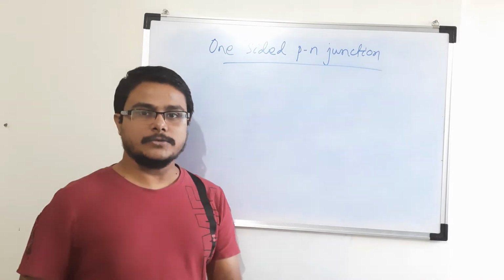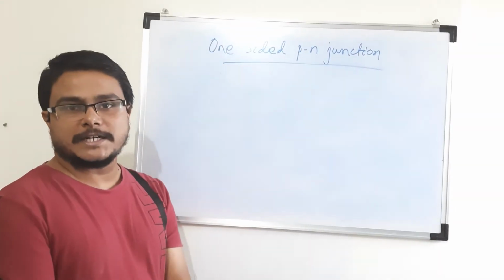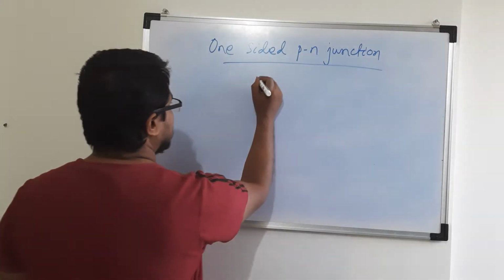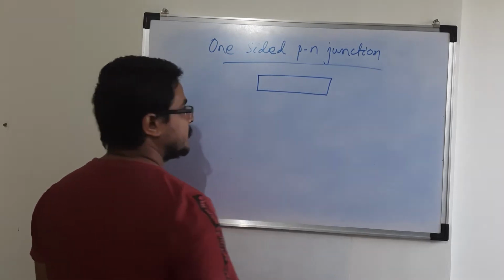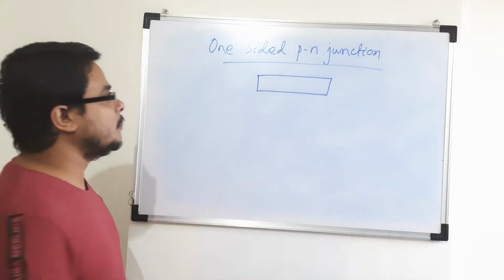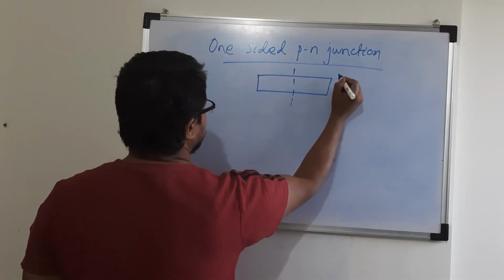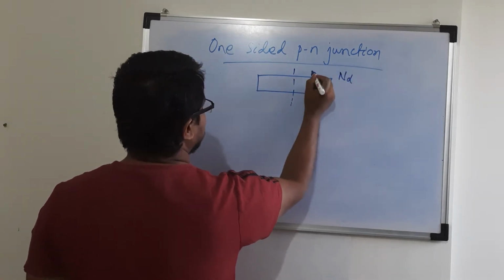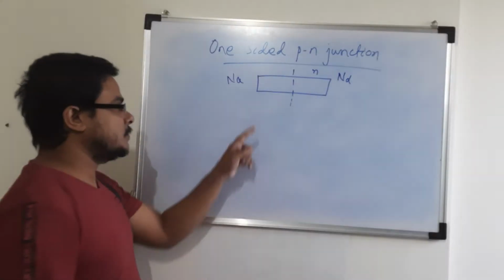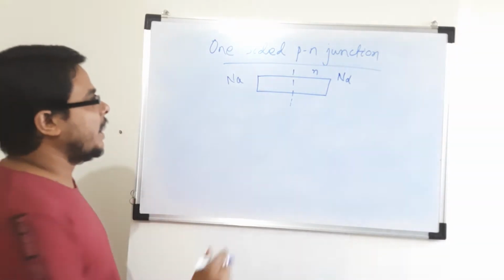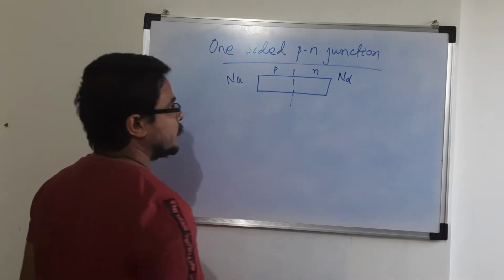Today in this video we are going to discuss one-sided PN junction. So what do you mean by one-sided PN junction? In a normal PN junction, we said it's a bulk semiconducting material, and then you dope one side heavily with some donor impurity concentration, and we said this is the N region, and the acceptor impurity concentration is doped to the other side, and we got the P region. Combined, this is known as a PN junction.